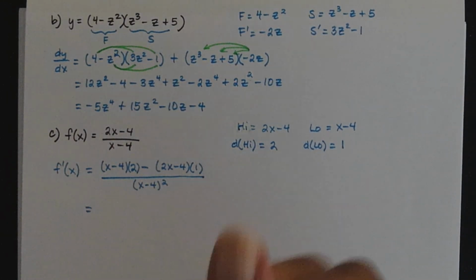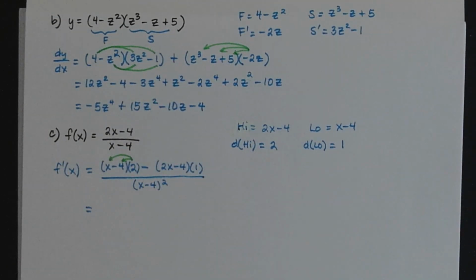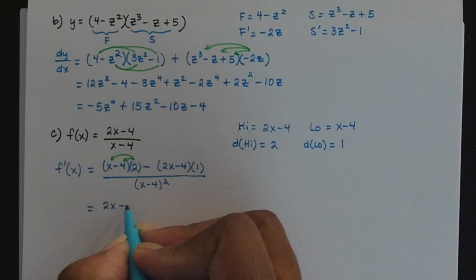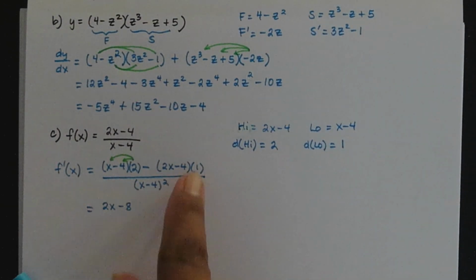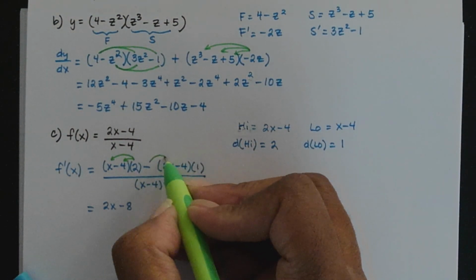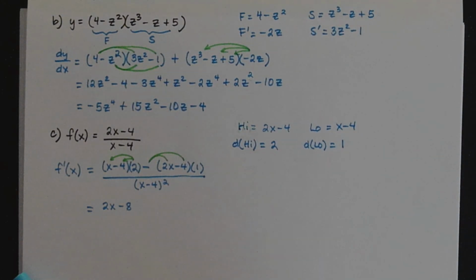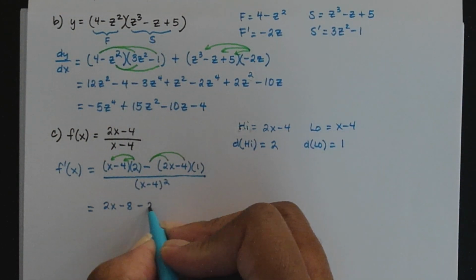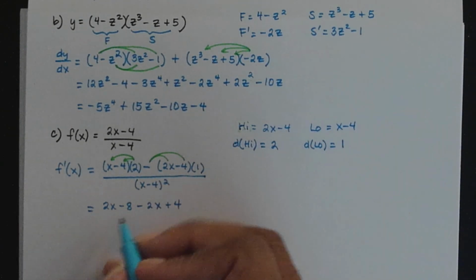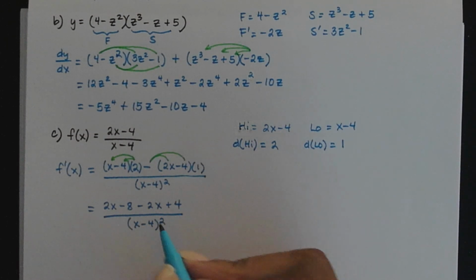Well, if I distribute the 2 over the x minus 4, what would I get? 2x minus 8. And then, well, I know 1 times 2x minus 4 would be 2x minus 4, but if I distribute this negative over this 2x and the minus 4, what would I get? Minus 2x, not minus 4, plus 4. Okay. All that's divided by x minus 4 quantity squared.